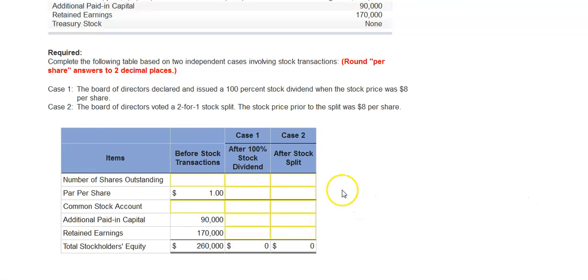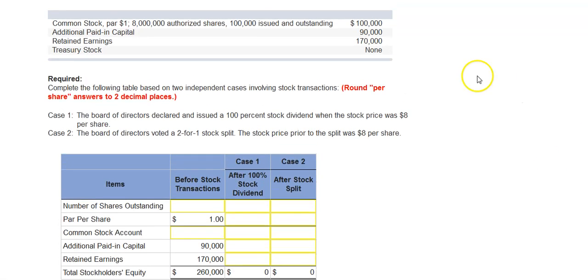Okay, so before the stock transactions, they want us to fill this out here. Before the stock transactions, we have 100,000 shares issued and outstanding. So we'll put this here. We multiply that by the par value to get 100,000 as our par value. Additional paid-in capital of 90 goes there. It's already posted. The retained earnings, 170,000, is there. So the total stockholders' equity is 360,000.